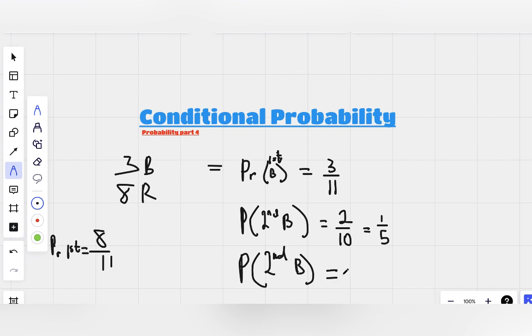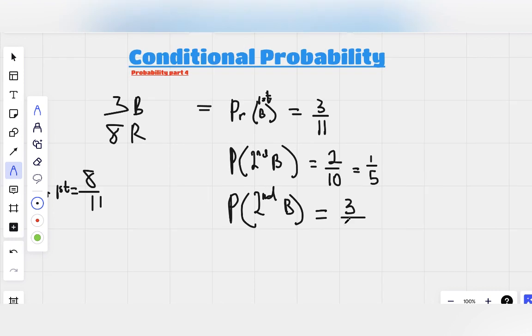Now, since the second ball you chose is blue, the first one you chose was not blue. It will still remain 3 blue balls, because the first time you chose a ball, blue was not picked. It was red that was picked. So it will still remain 3 blue, not 2, because the first one you chose was a red one. The probability of the first one being red was 8/11.